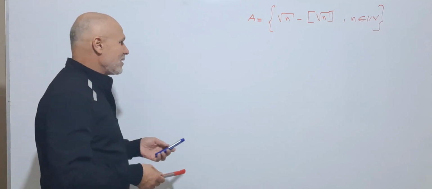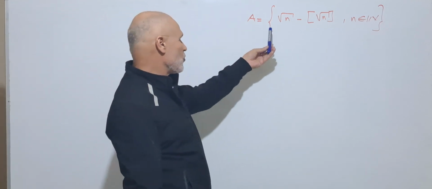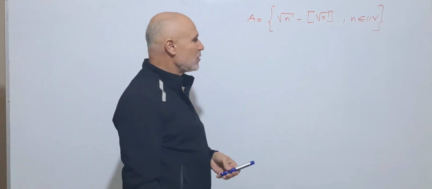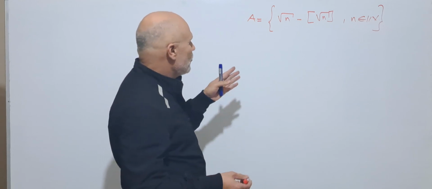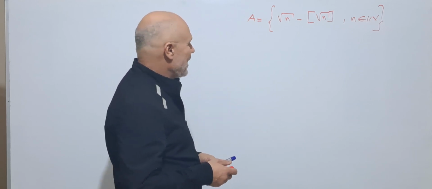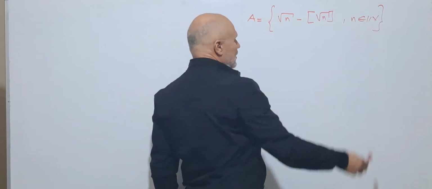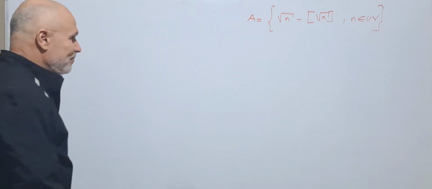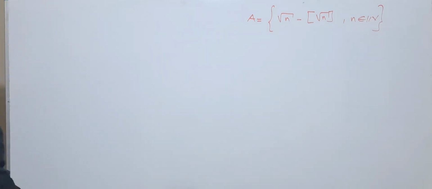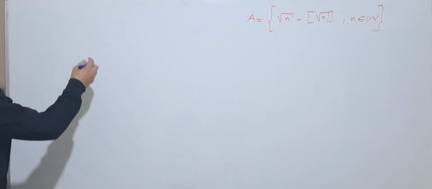So here we consider the set A, which is equal to the square root of n minus the integer part of the square root of n, with n a natural number starting from 1.